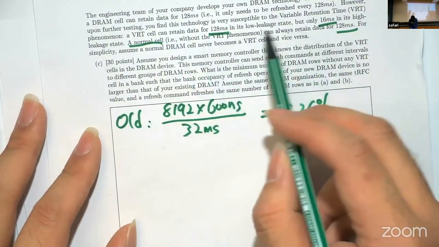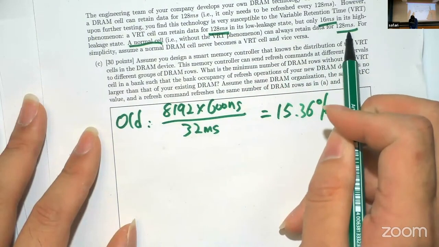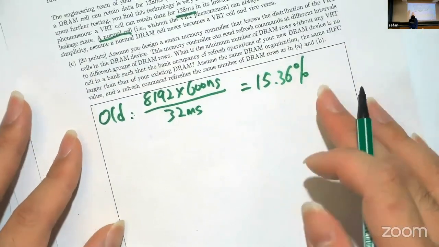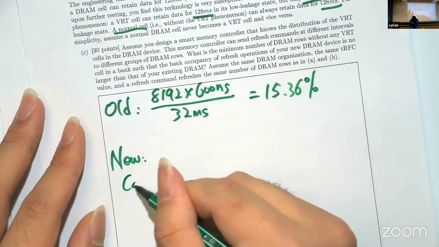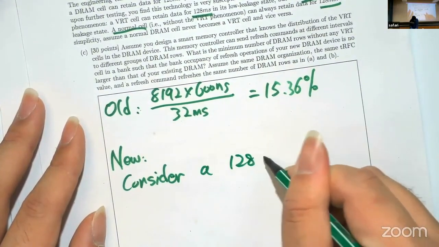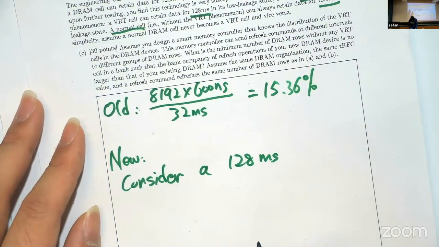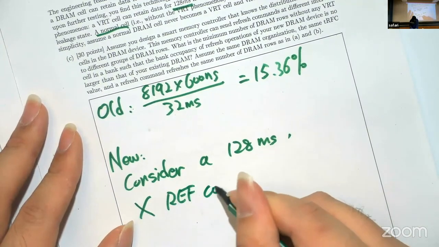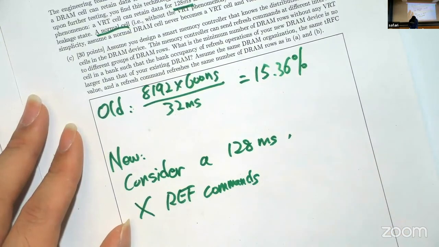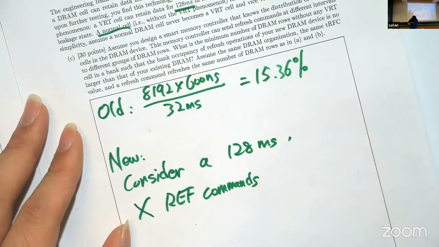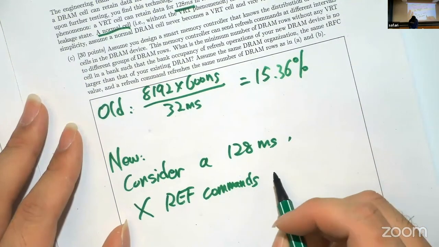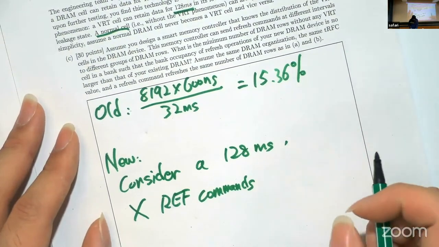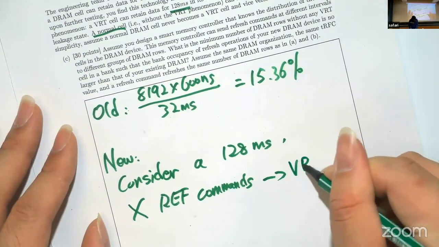Because a normal cell can retain data for 128 milliseconds all the time, let's just consider a 128 millisecond refresh window, and let's say X refresh commands are sent to the DRAM rows with VRT cells that could be in the 16 millisecond refresh window.